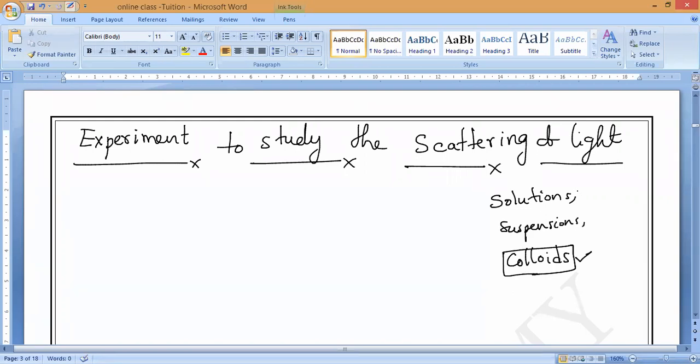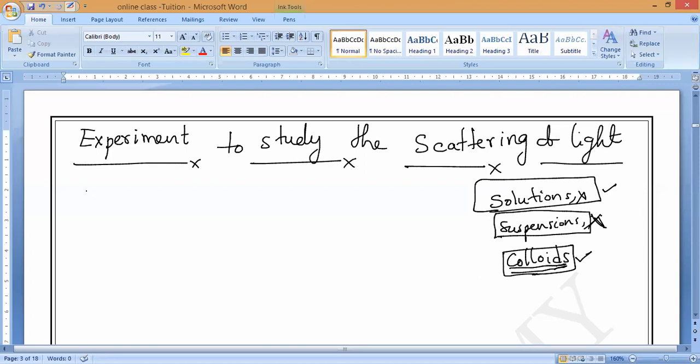Solutions cannot do it because they are true solutions, so the solute is completely dissolved. Suspensions scatter light only while the particles are floating; once they settle down, they do not. But colloidal substances always scatter the beam of light because they have floating particles which scatter the light.